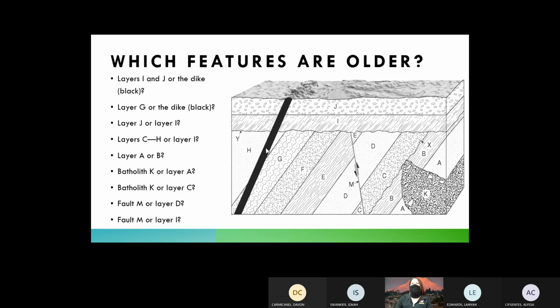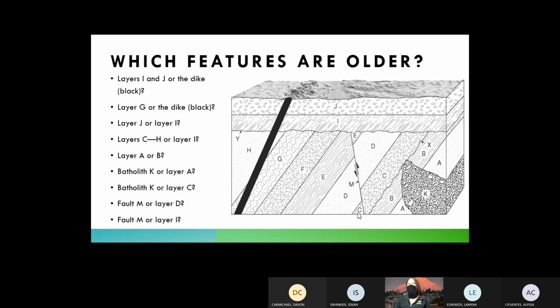Layer G, which is right here, or the dike, the big black line. Which one is older? Say louder. G. There you go. Say it with confidence. Letter G is older. Again, that's cross-cutting. Layer I or J? These two up here. I is here, J is here. Say it louder. There we go. Layer I. See, just be confident. Law of superposition. Yep, law of superposition.